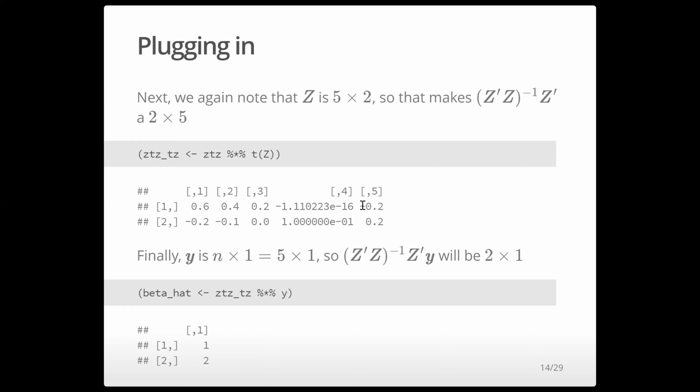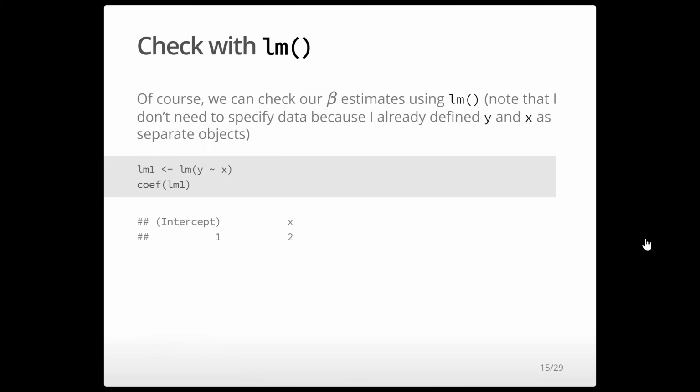And then finally, our Y is n by 1, which in this case is 5 by 1. So we have a 2 by 5 times a 5 by 1, so that's going to give us a 2 by 1. And that 2 by 1 is our regression coefficients. The first is the intercept, and the second is the coefficient for our predictor. And of course, we can check our work just by using the lm function in R and checking the coefficients. I don't need to define the data here because Y and X are separately defined objects. But here you see that I get the exact same results.